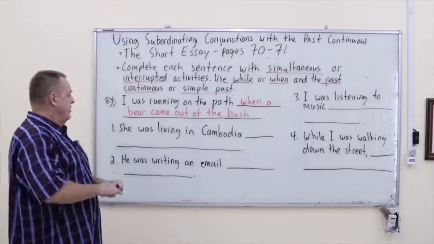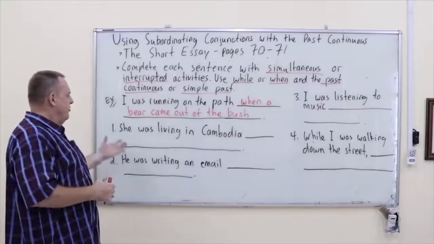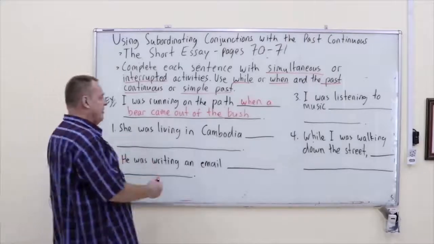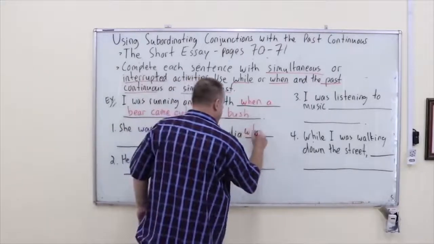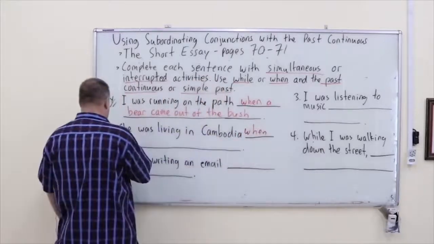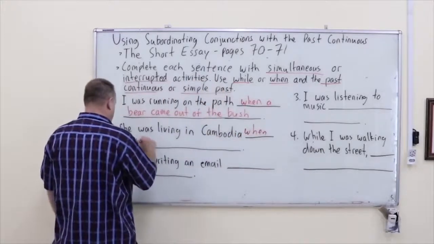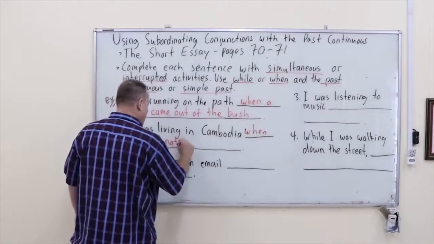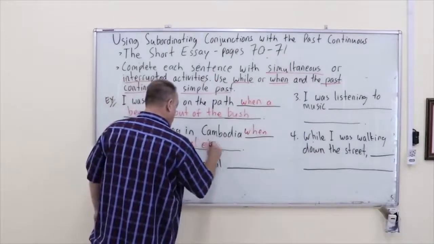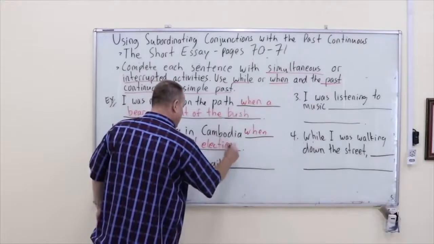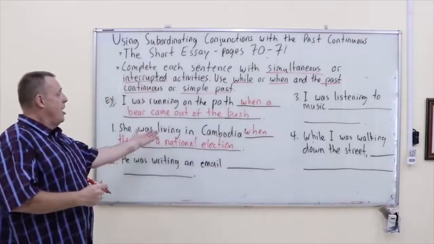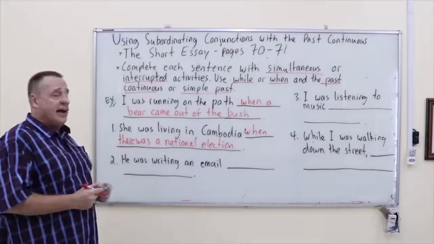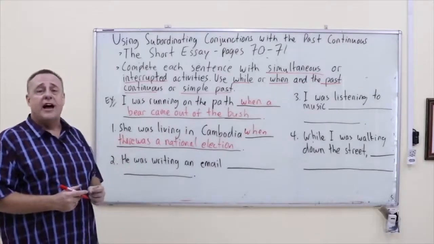Okay, let's have a look at these. So we have, for this one, she was living in Cambodia. What could we say? Well, we could say, when there was a national election. Okay, so again, she was living in Cambodia when there was a national election. That would be a simultaneous activity.